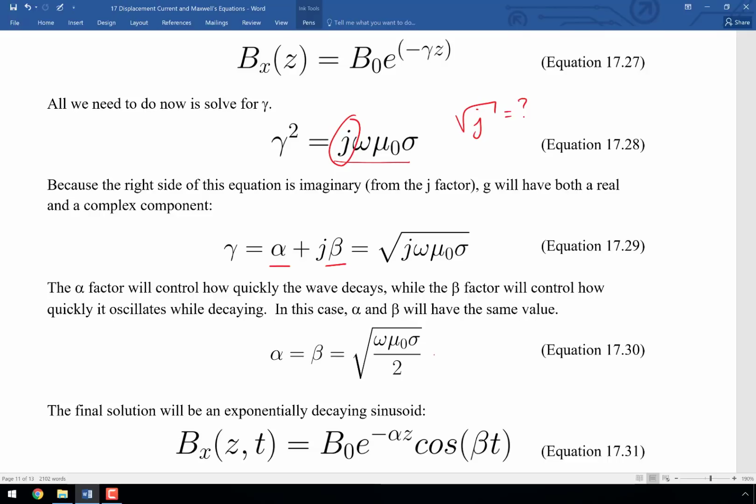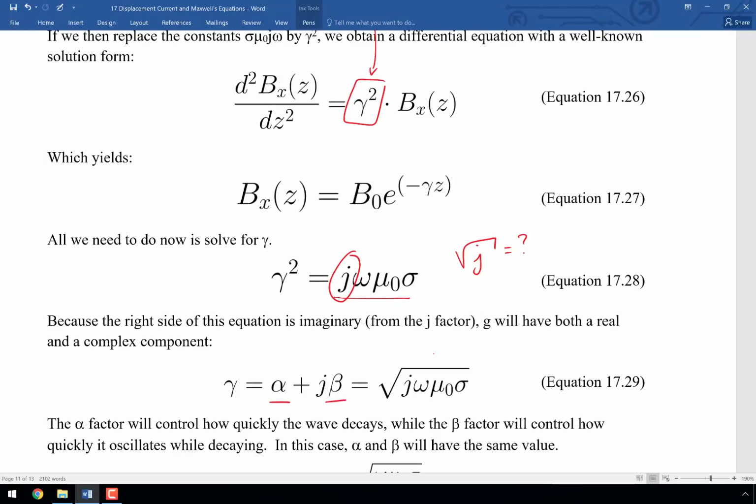And then the solution, let me just scroll back up here to equation 17.27. Remember that this solution says that it's e to the minus gamma z. But gamma, right here, has both a real part and an imaginary part. And we know that if you have an e to the j something, that's like an oscillation. So this is going to be an oscillation.